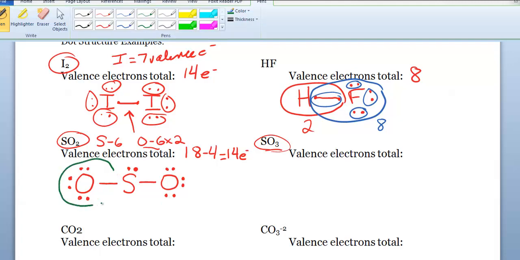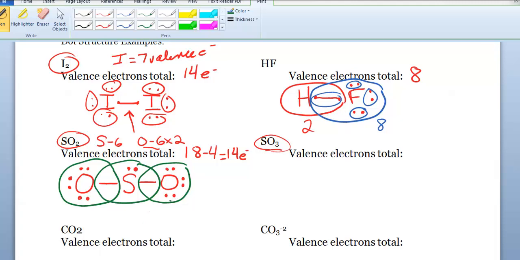So this oxygen has 8 electrons surrounding it. 2, 4, 6, 8. This oxygen has 8 electrons surrounding it. 2, 4, 6, 8. Sulfur has only 2, 4, 6. That is not good. That's not enough for sulfur. It needs to have 8 electrons around it. But I don't have any more to give to it.